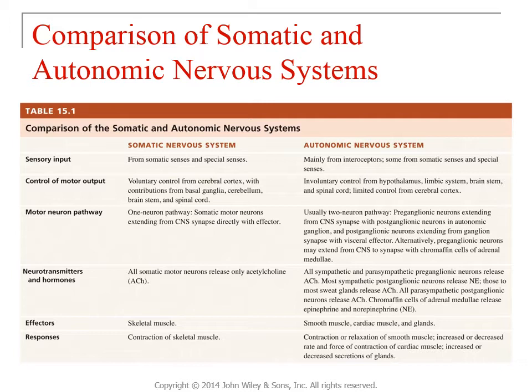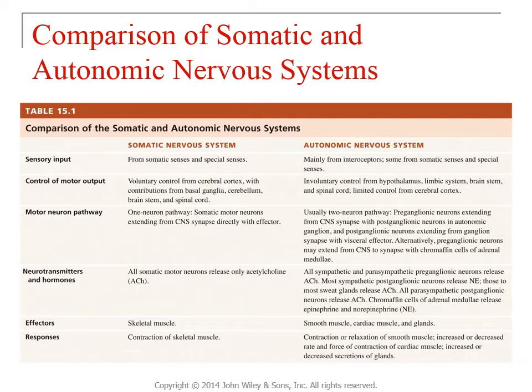So here's a handy little chart that'll give you the main differences between the somatic nervous system and the autonomic nervous system. As far as sensory input, most of your somatic nervous system will be supplied by somatic senses and your special senses. Autonomic is going to come mostly from your internal receptors or interoceptors, with some limited input from the somatic senses and the special senses. Motor output will be voluntary control from the cerebral cortex. Involuntary control is going to come from the hypothalamus, limbic system, some areas from the spinal cord and cerebral cortex for the autonomic nervous system.